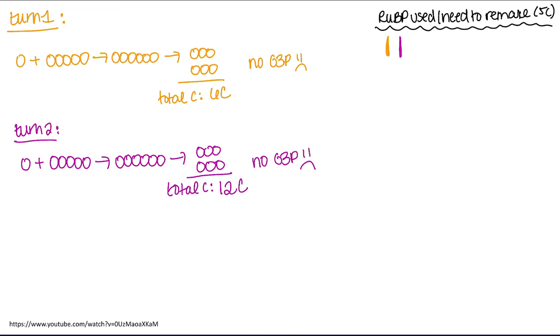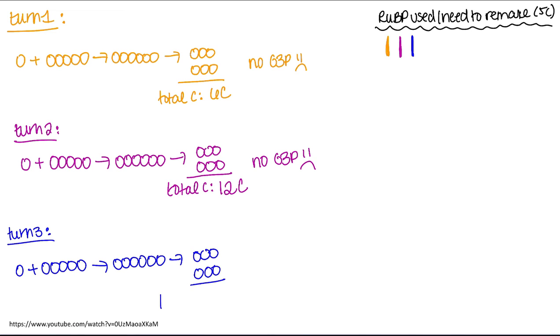So all right, we're gonna do this again. Let's do turn number 3 of the cycle. And we're gonna add a tally here because we're gonna use another RuBP. So we're gonna take CO2, add RuBP, make our unstable 6 carbon intermediate. That is going to break in half. And now let's go ahead and tally up our total carbons.